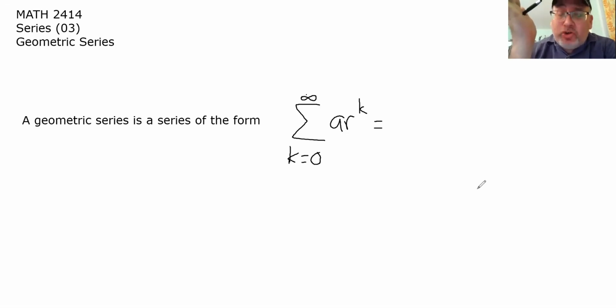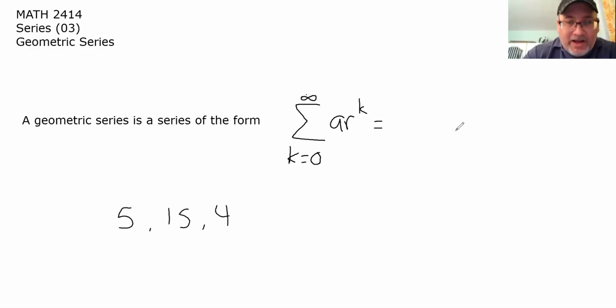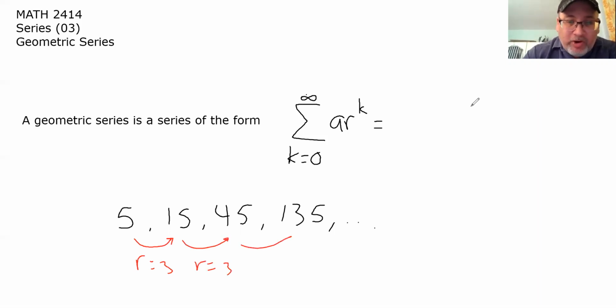Now, we've seen the word geometric already in terms of a sequence, where the way that you move from one term to the next was by multiplying by a common ratio. For example, if we had a sequence 5, 15, 45, 135, etc., then you could deduce that this is a geometric sequence because the common ratio to multiply from one term to the next is 3. It's called a ratio because if you take the ratio of consecutive terms, for example, 15 over 5, or 45 over 15, or 135 over 45, those all have the same common ratio of 3.